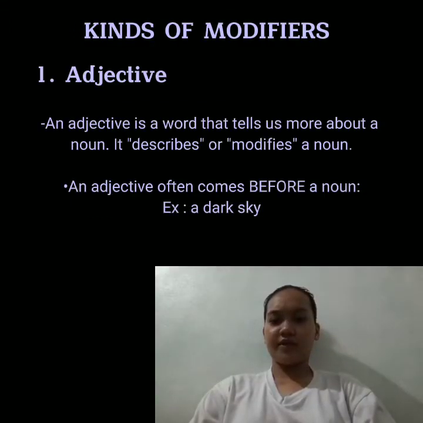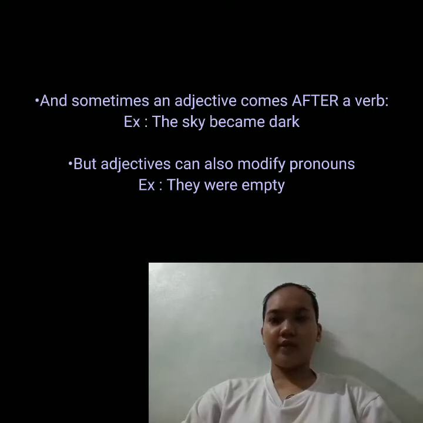Kinds of modifiers. Adjective. An adjective is a word that tells us more about a noun. It describes or modifies a noun. An adjective often comes before a noun. Example, a dark sky. And sometimes an adjective comes after a verb. Example, the sky became dark.